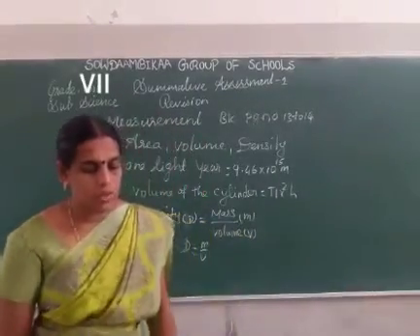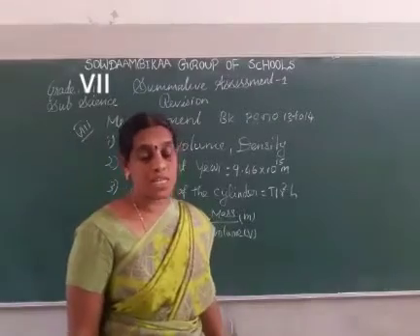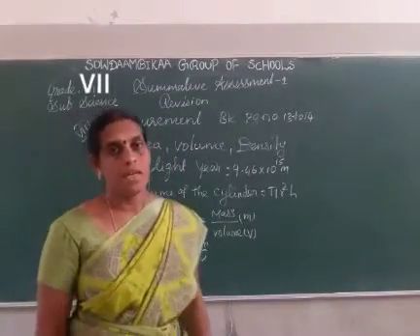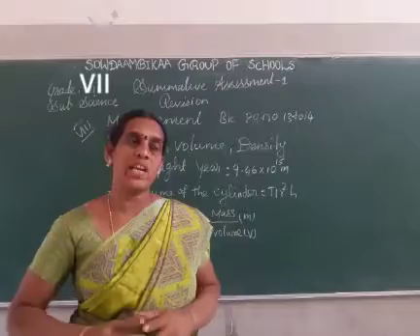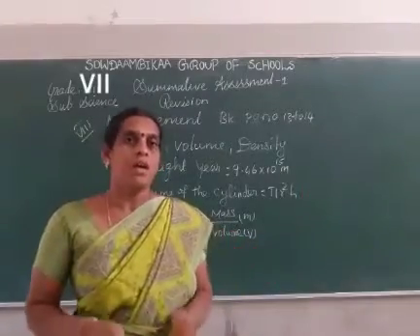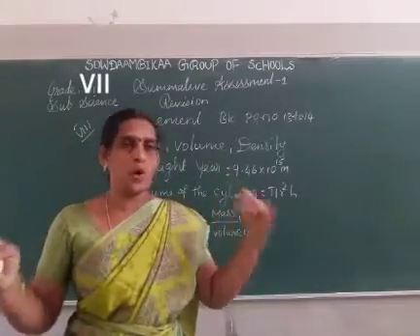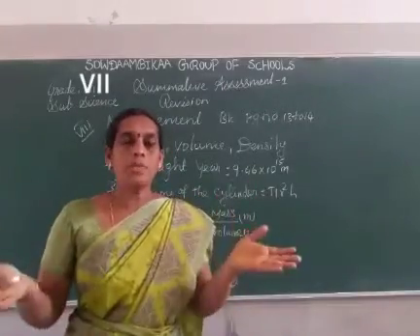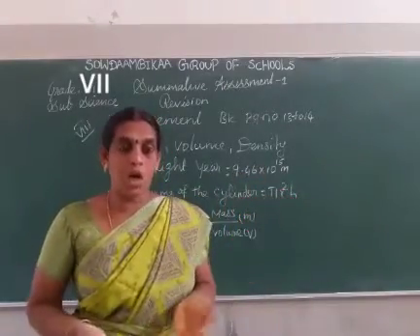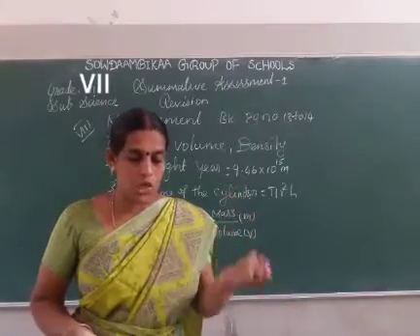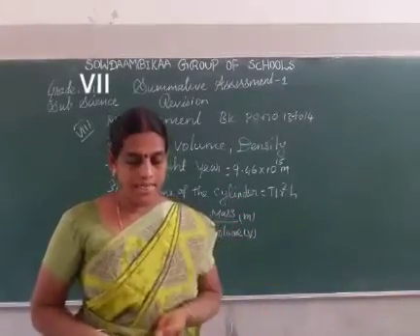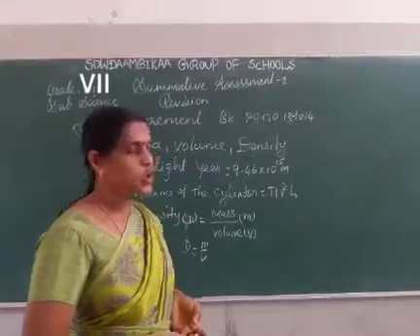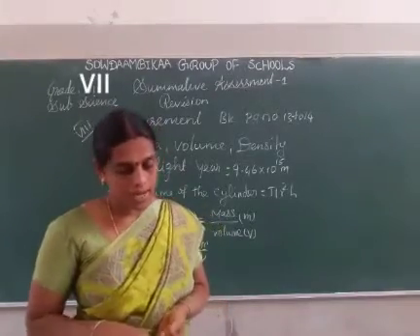Name the unit used to measure the distance between the celestial objects. Celestial objects means very long distance. If you measure a small distance, you take a tape or meter scale. If you want to measure a long distance, that is the astronomical unit or light year. What is the answer? Astronomical unit or light year.